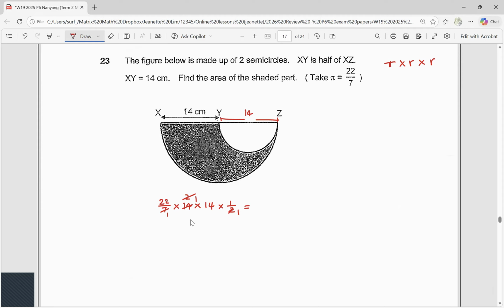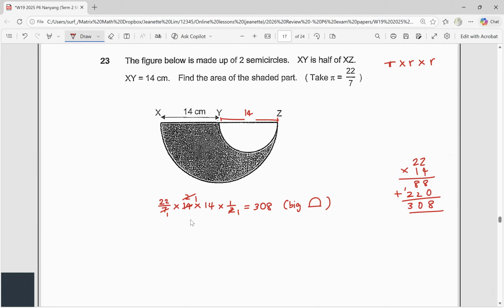So now we have 22 times 14. Then you do your working, 22 times 14. 2 times 4, 8, 2 times 4, 8, 2 times 1, 2, 2 times 1. Okay, then add them up. So this is 308. Okay, big semicircle.